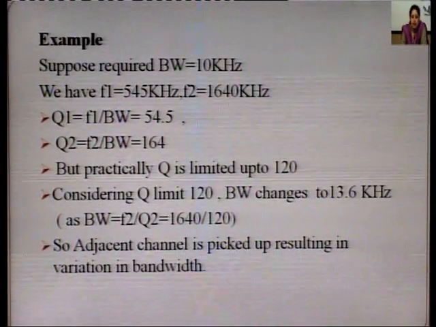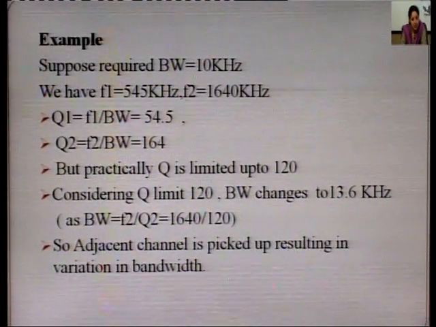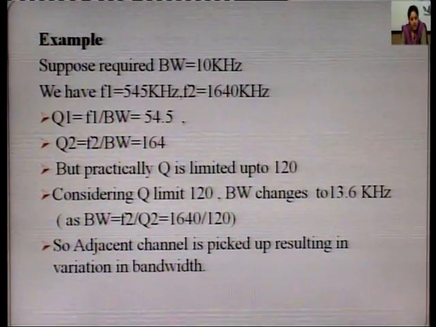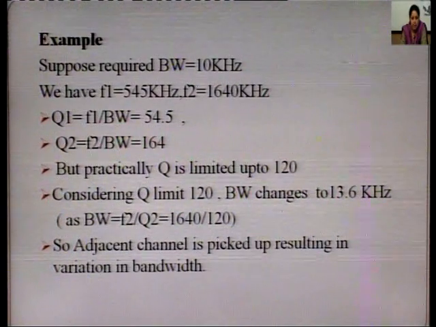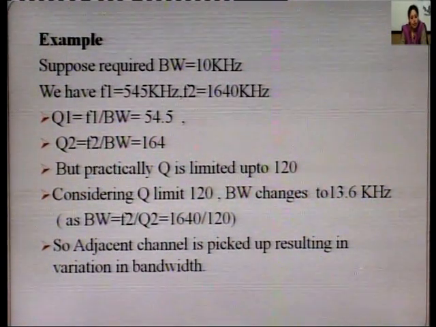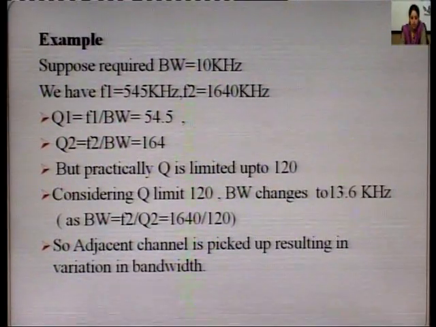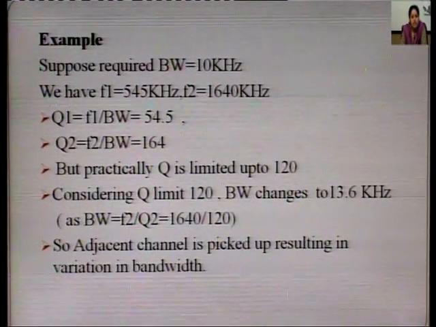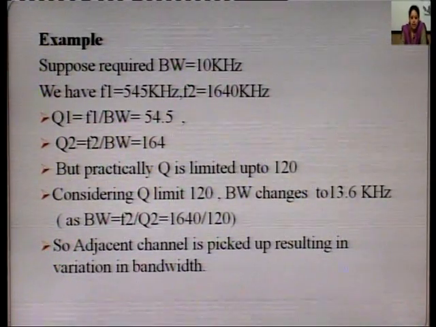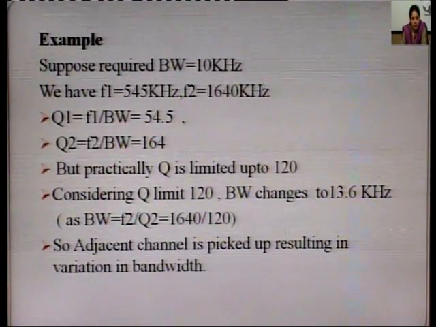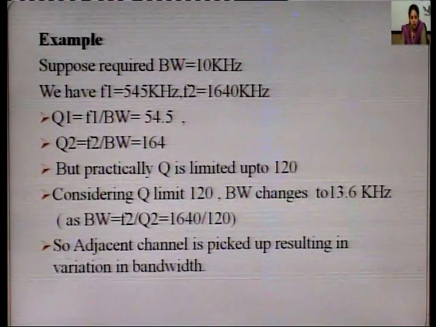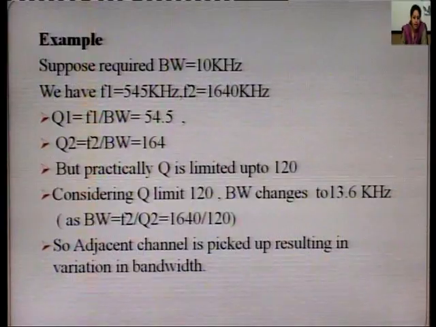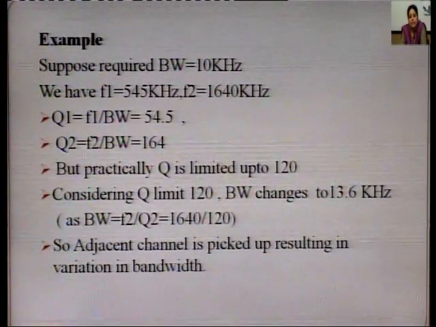But practically this quality factor is limited up to 120, that is, it cannot exceed more than 120. So, 164 is not feasible practically for applications. So, considering the Q limit 120, your bandwidth changes. Bandwidth is now equal to f2 by Q2. Substituting f2 as 1640 and Q2 as 120, your bandwidth changes to 13.6 kHz. Now, we required a bandwidth of 10 kHz, but due to the practical limit of quality factor, now we are having the bandwidth of 13.6 kHz.